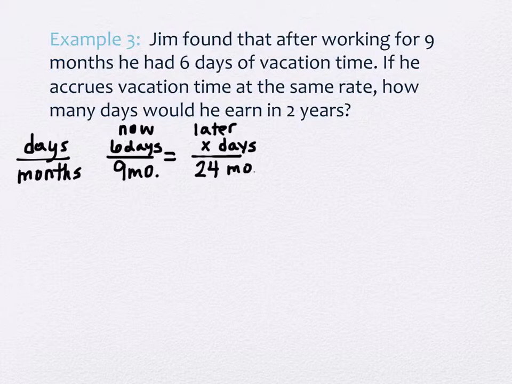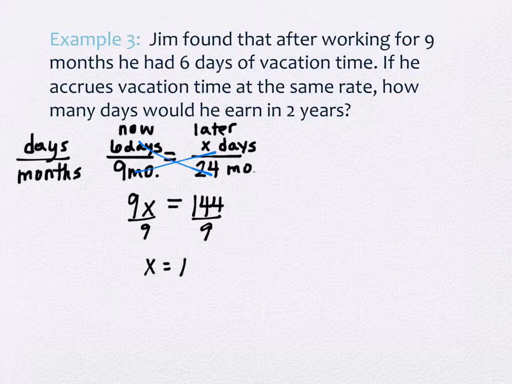All right, so what would I do then to solve this problem? You got it. We're going to cross multiply. So I'm going to get 9x equals, what's 24 times 6? I agree. Good. I mean, I cheated because I looked at my paper, but yes, I agree. All right, 144. What would we do next? You got it. We're going to divide by 9. And what do we get for x? 16 days.